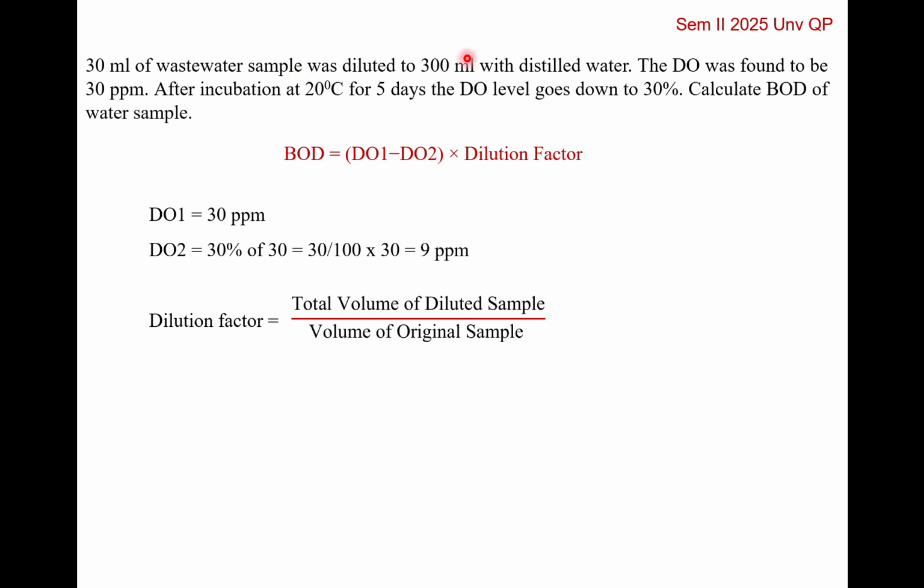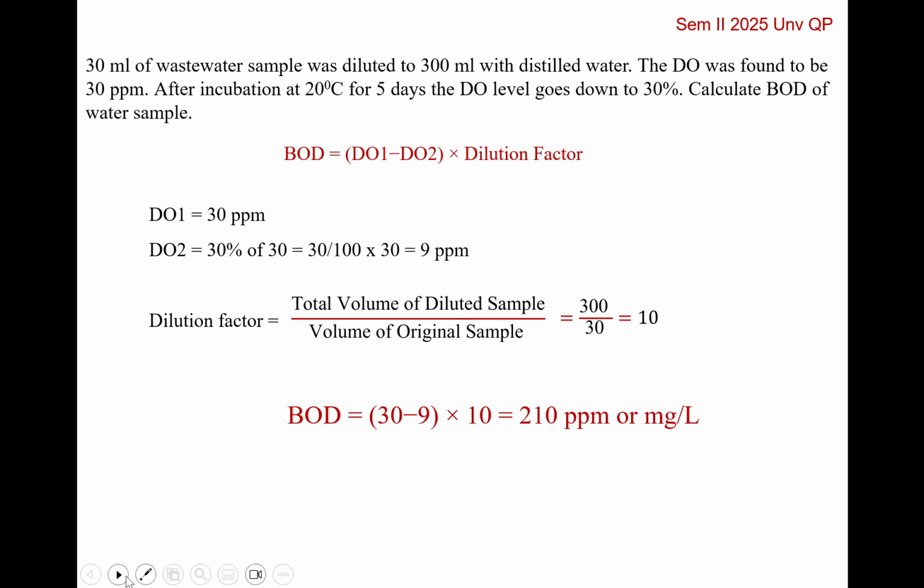So the total volume of diluted sample is 300 ml. What is the volume of original sample? It says 30 ml of wastewater sample, so the volume of original sample is 30 ml. That is why we take 300 upon 30, which is equal to 10. Now you have got everything, substitute in the formula and you get your answer. Even if it is given in ppm, ppm is parts per million, which is nothing but mg per liter.